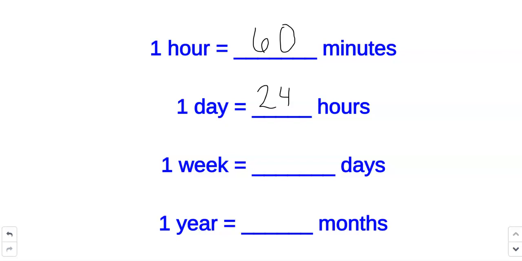Okay, how many days are there in a week? You may have learned a song about this when you were younger, but there are 7 days in 1 week. And then months in a year, that would be 12 months in 1 year.